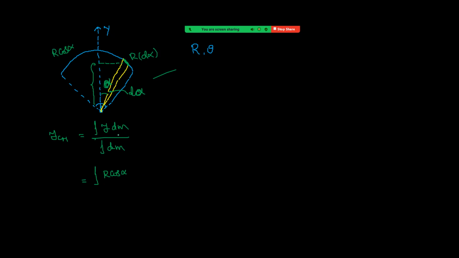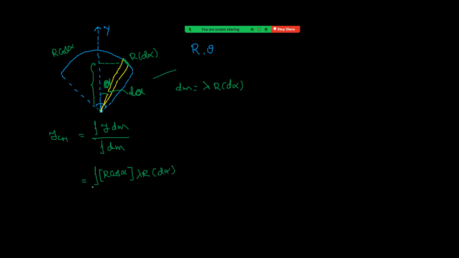Next, coming to dm. This is a wire, right? Since it is linear, we have to take dm equal to lambda into the corresponding length, r into d alpha. So dm equals lambda r d alpha. I am writing here in the place of dm, lambda r d alpha.